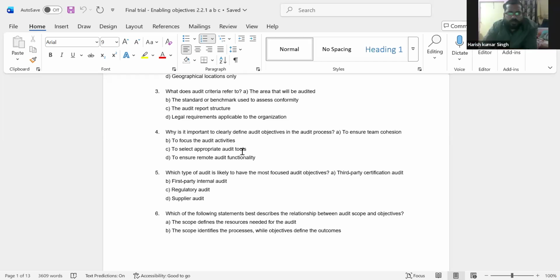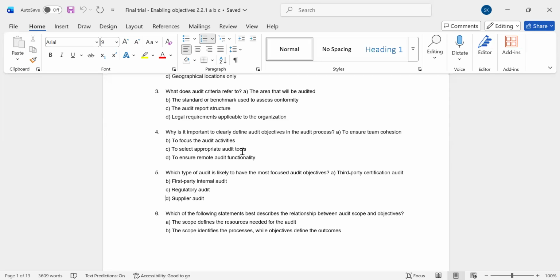Fourth one, sir. Why is it important to clearly define audit objectives in the audit process? A, to ensure team cohesion. B, to focus the audit activities. C, to select appropriate audit tools. D, to ensure remote audit functionality. Sir, these all are the same questions. Yeah, these are similar questions. Okay, I open another paper.